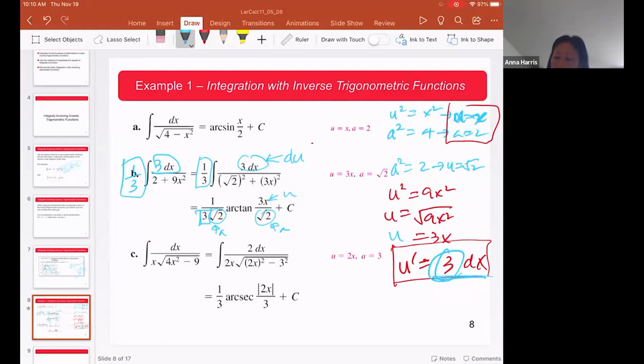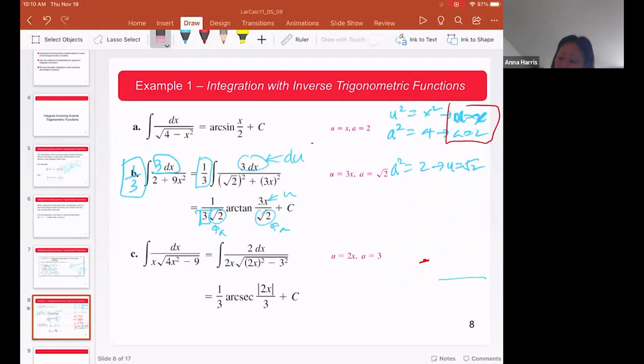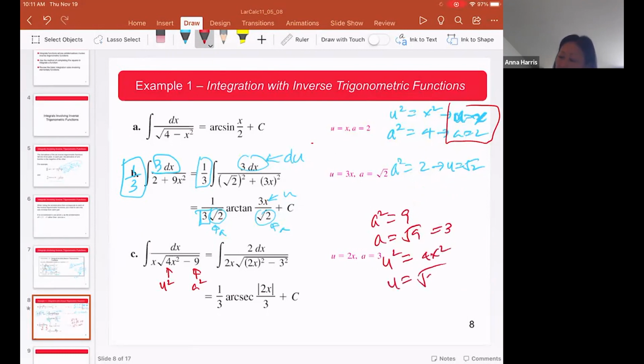All right, next one. The pattern definitely looks like arcsecant. So you're gonna say, this is my u squared, that's my a squared. So a squared is equal to 9, so a has to be equal to square root of 9, which is 3. U squared is equal to 4x squared, so u has to be equal to square root of 4x squared, which is 2x. So u prime is equal to just 2 dx.